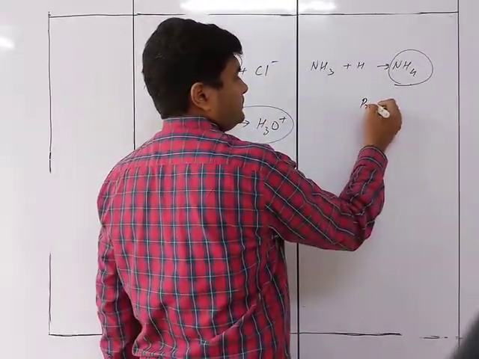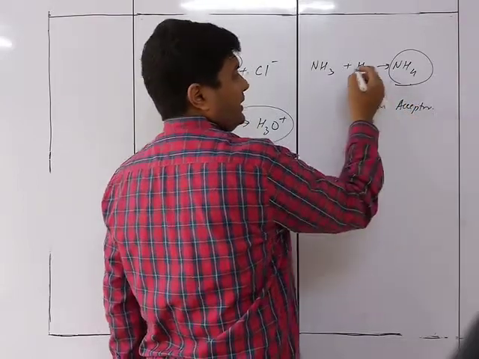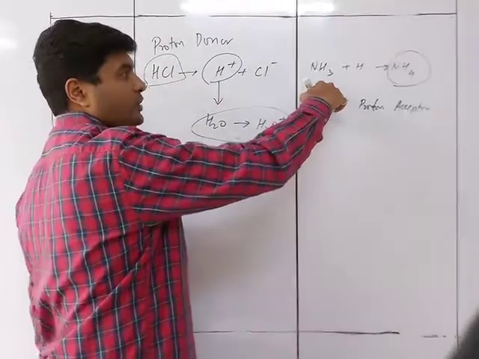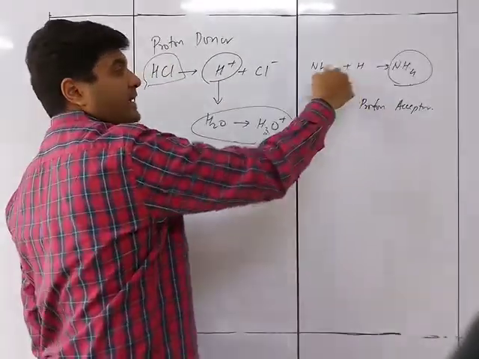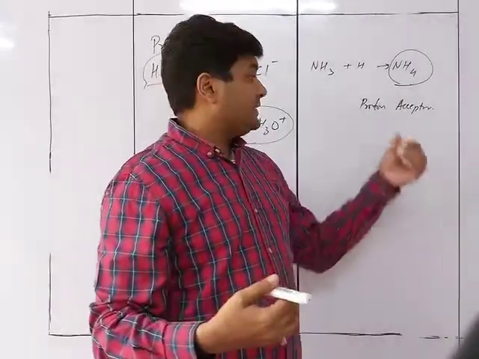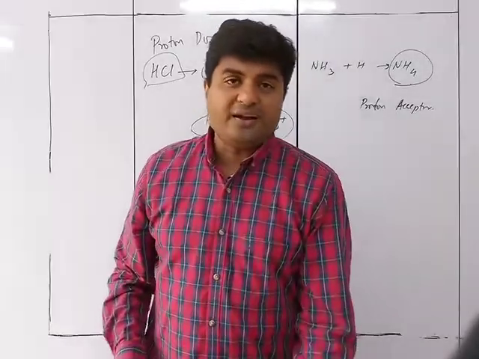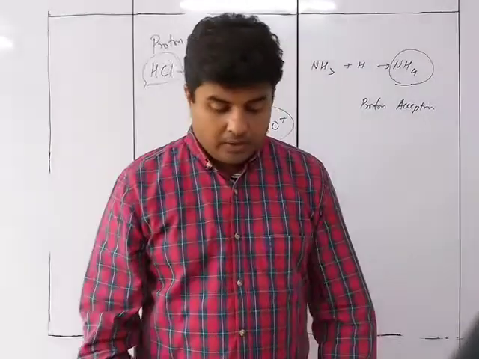It's a proton acceptor. Okay, here we know that the lone pair of NH3 will be taking one H over here. So it is taking one H plus ion, hence it is a proton acceptor. This is how it was defined by the Lowry-Bronsted theory.